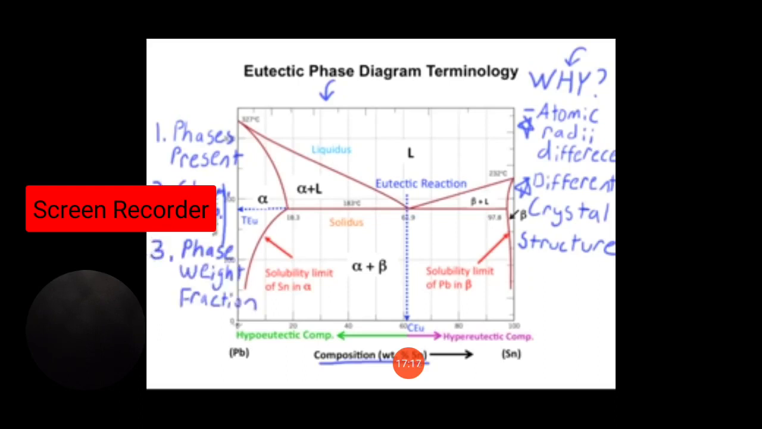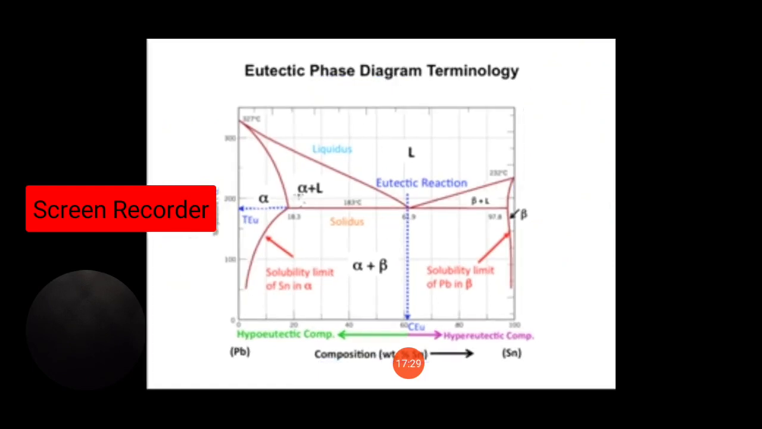And three, what the phase weight fractions are. Most alloys have two or more phases because the properties are improved. So this is why we need phase diagrams. Now that we know why we need phase diagrams, let's define all the terms on this phase diagram.